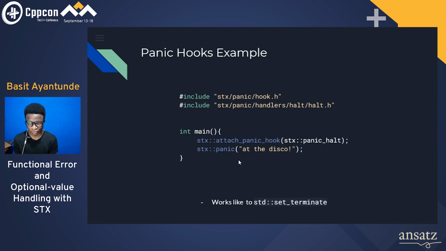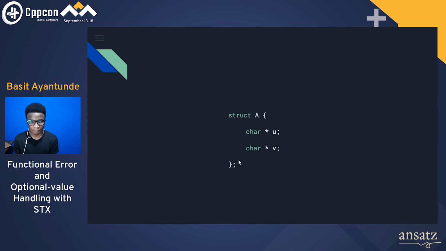In this example, we use panic halt, and it will just halt the current thread of execution until you probably step into a debugger and inspect the program state, and possibly force the thread to continue running, which immediately runs to abort. It basically also works like std terminate. So that would be all for panic.